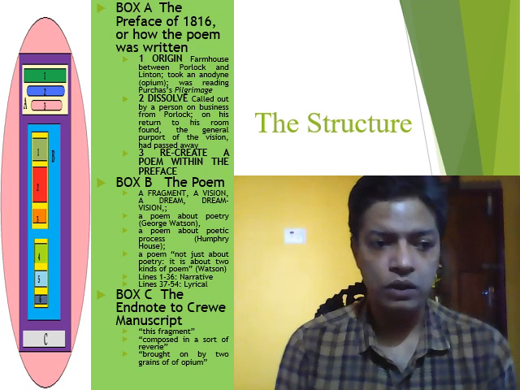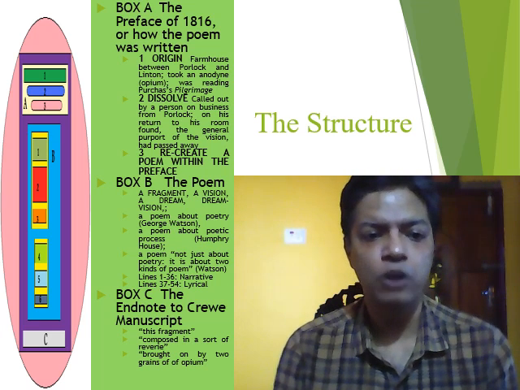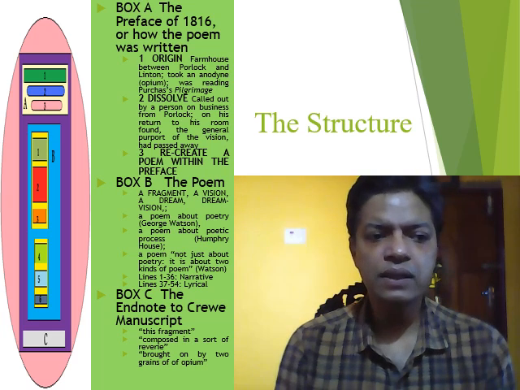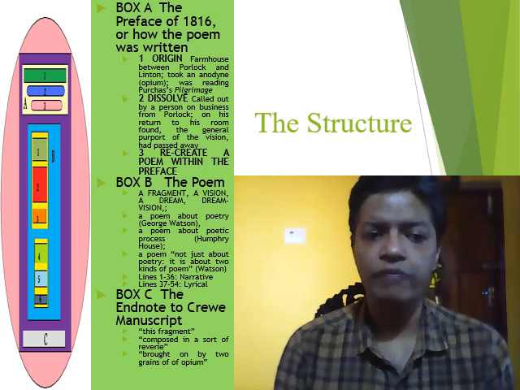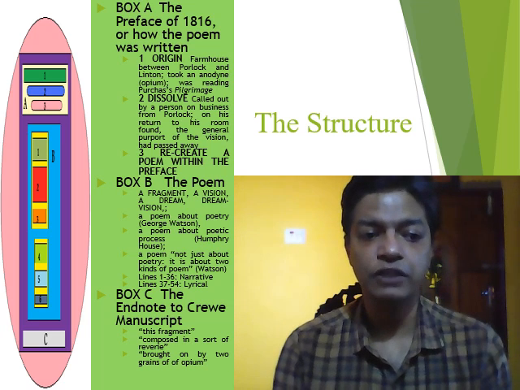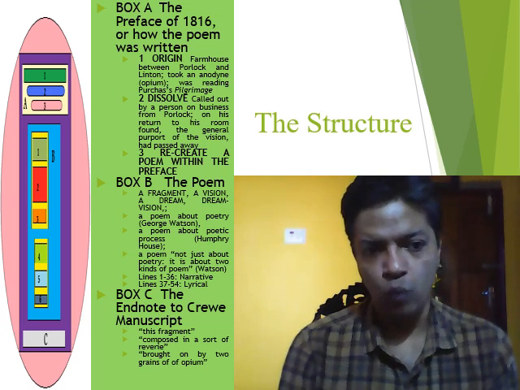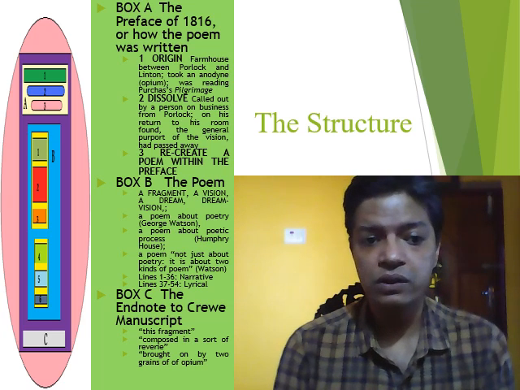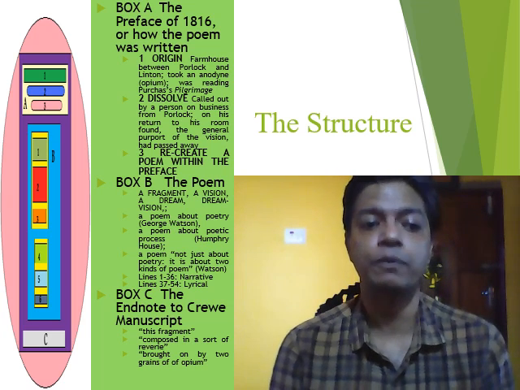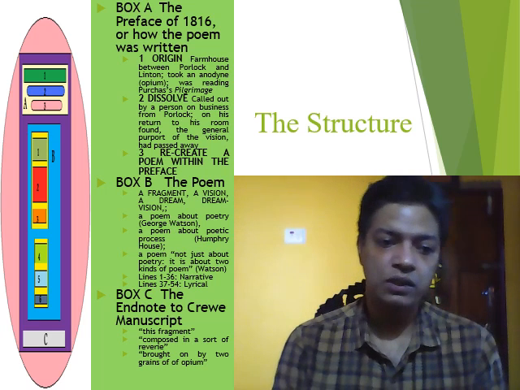Come to the second box, the box that we call box B. In this poem we have a 54-line poem that is called a fragment, a vision, a dream vision. George Watson says that it is a poem about poetry, while Humphrey House says that it is a poem about poetic process, a poem not just about poetry.